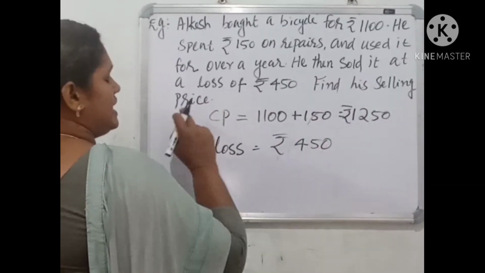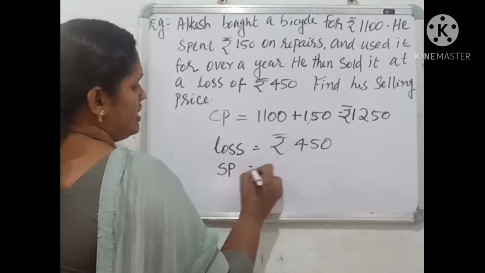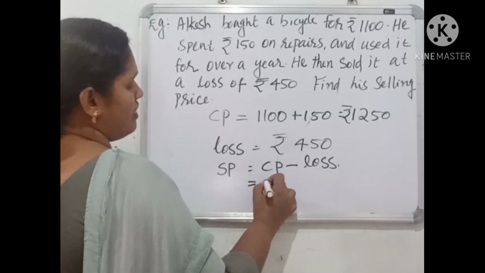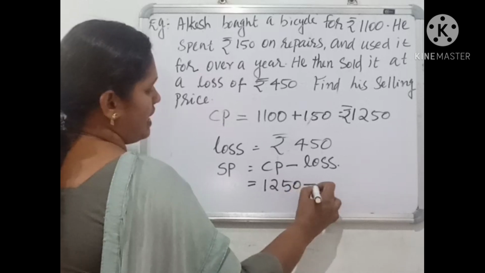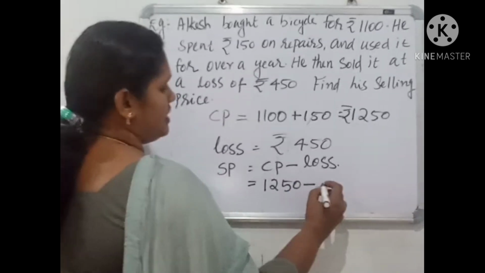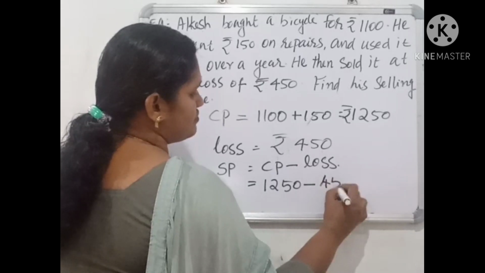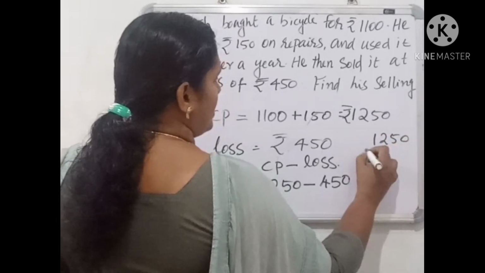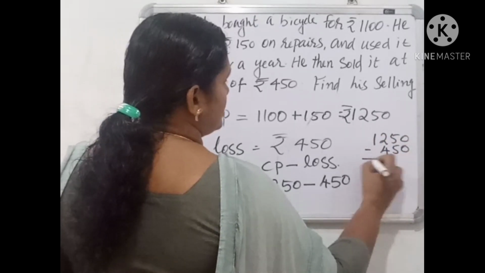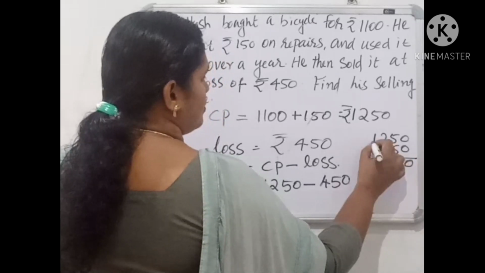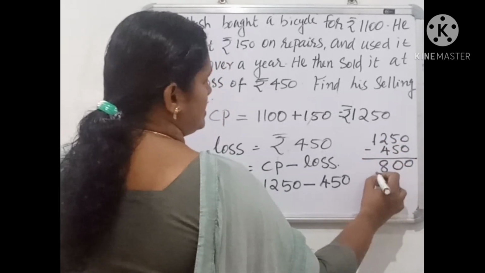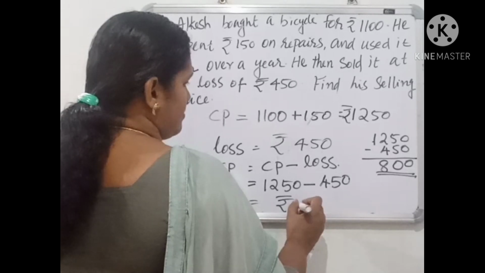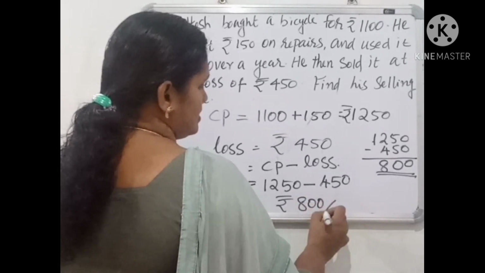Then we have to find the selling price, SP. SP equals CP minus loss, which equals 1250 minus 450. 12 minus 4 is 8. Rupees 800 is the selling price.